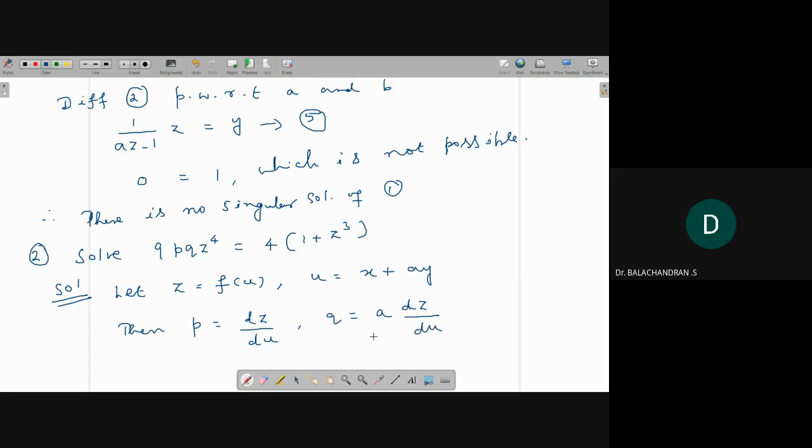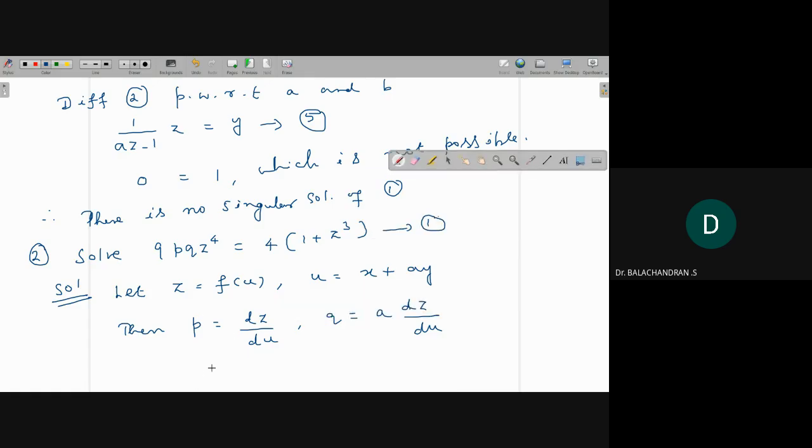Now there is no need to prove. Directly you can take it. Now I am going to substitute these two in equation 1. So substituting in equation 1, we will get 9. If you multiply these two, you'll get a into (dz by du) whole square, pq, z power 4 equal to 4 into (1 plus z cube).